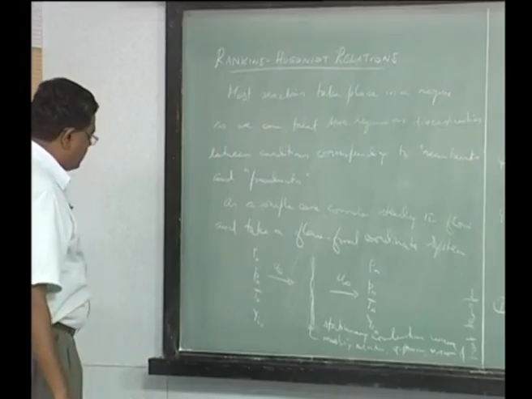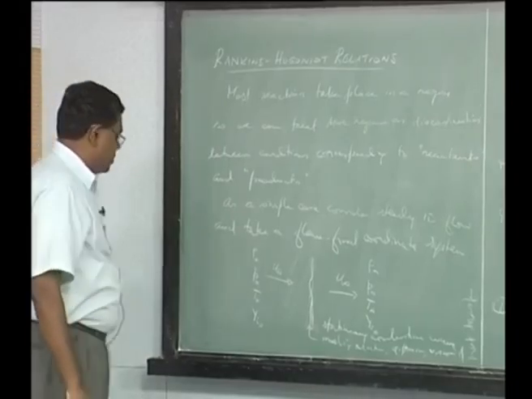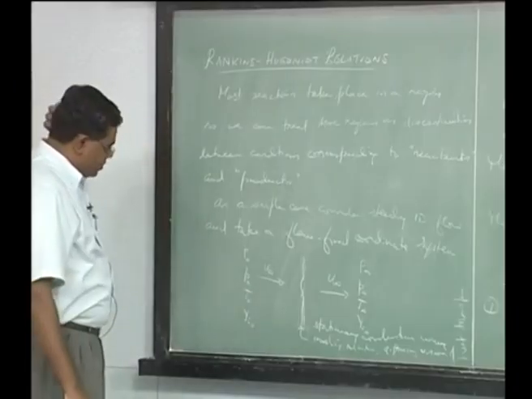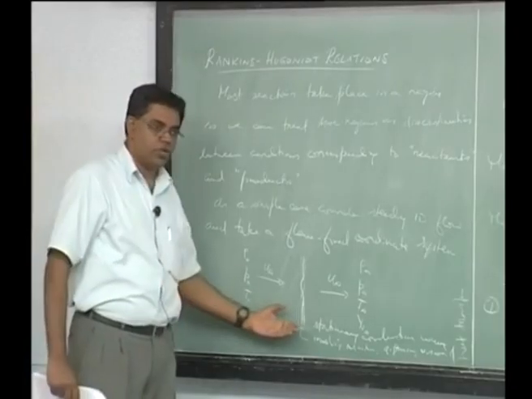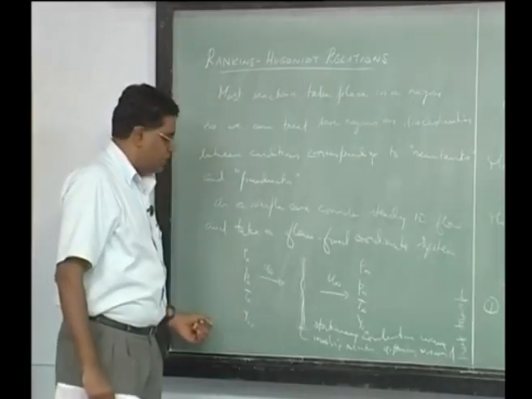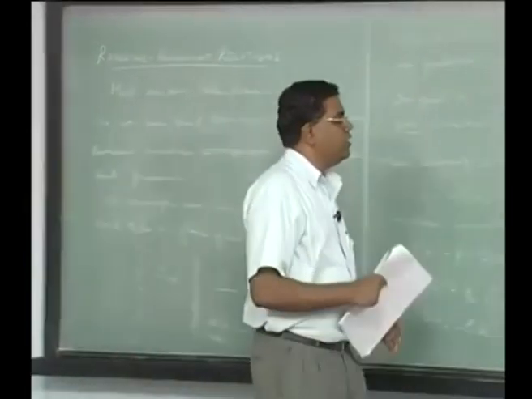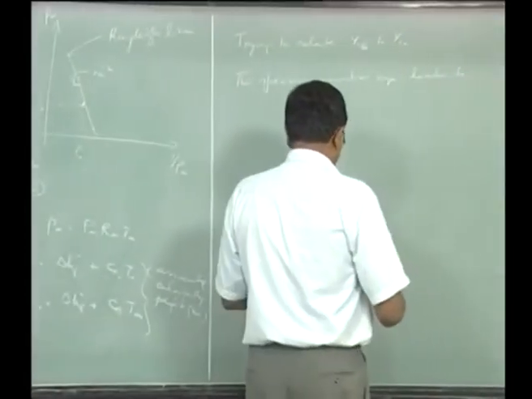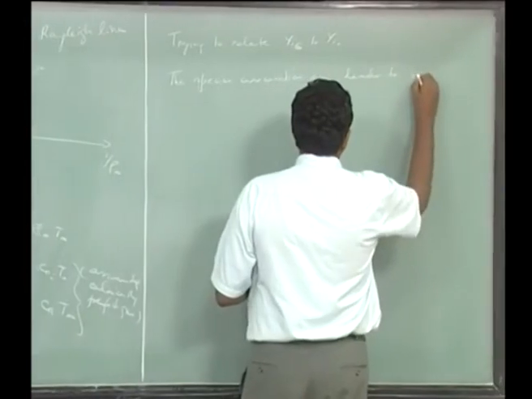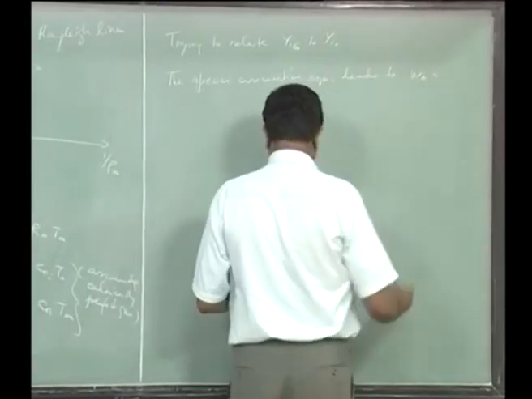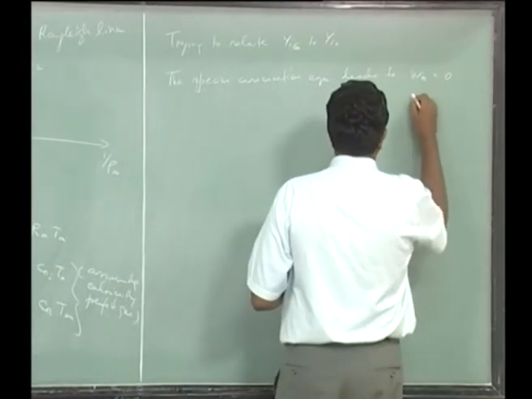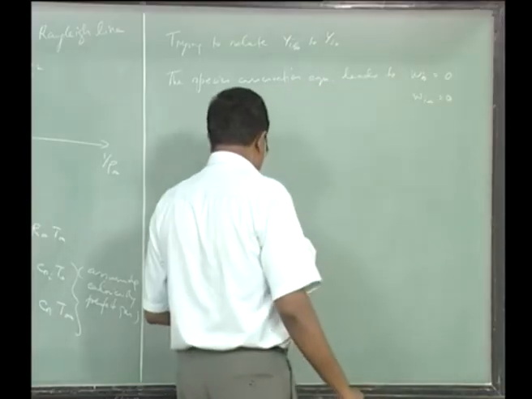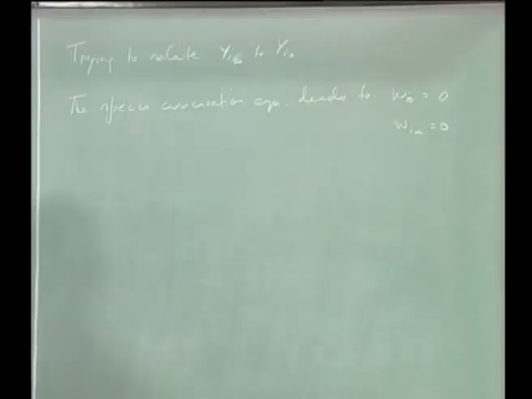We had for the species conservation the convection term, the diffusion term, and the reaction term. The convection and diffusion terms involve derivatives, so they don't really exist here, and what it boils down to is to say that simply your w_i at 0 equals 0 and w_i at infinity equals 0, right.